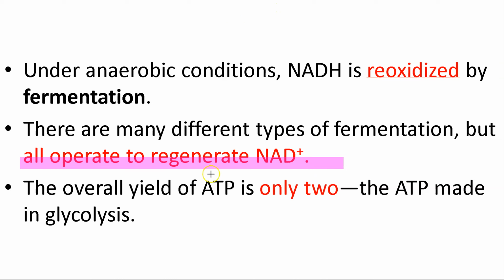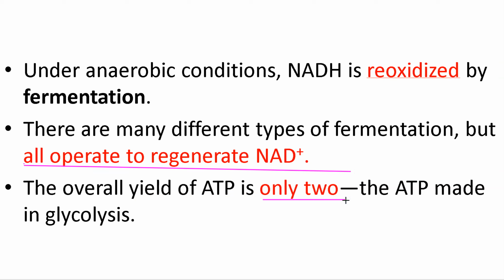All operate to regenerate NAD+, okay? Because you have to keep that going. You have to keep NAD+ coming back at least, right? Okay, the overall yield is only 2, right?